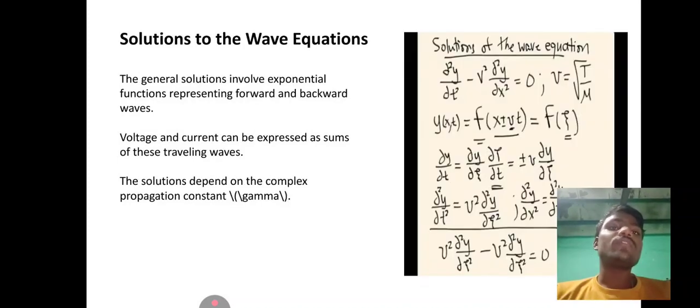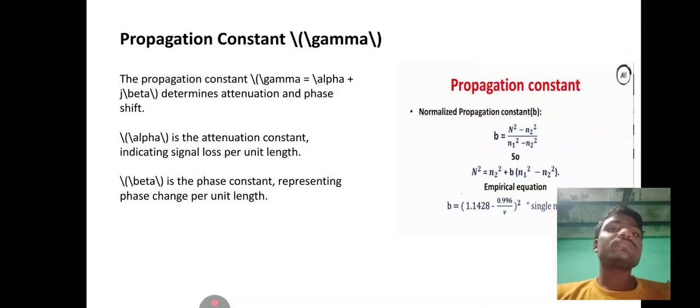Solutions to the wave equations. The general solution involves exponential functions representing forward and backward waves. Voltage and current can be expressed as a sum of these traveling waves. This solution depends on the complex propagation constant gamma. See the derivation.